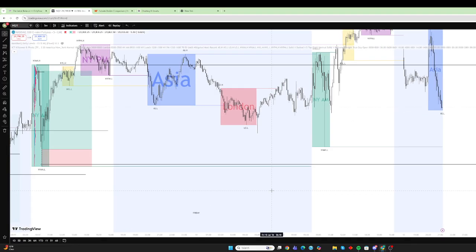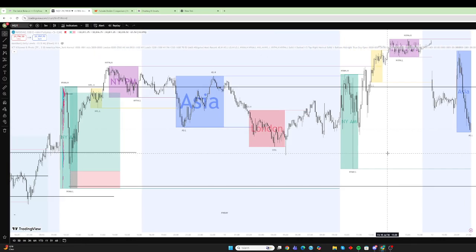And of course, you have to have context behind all of these, like composite profiles. What stage of auction market theory are we in?